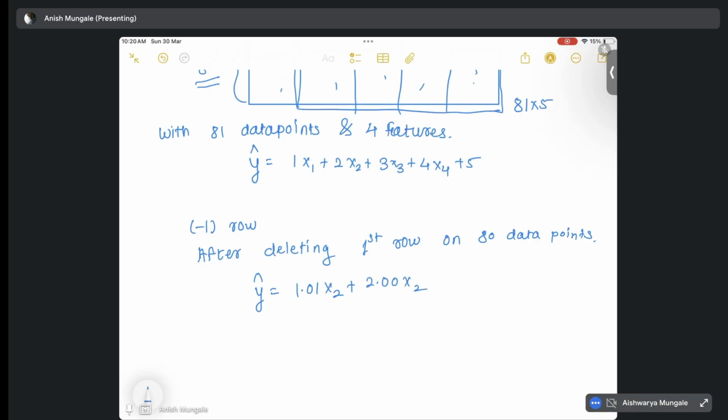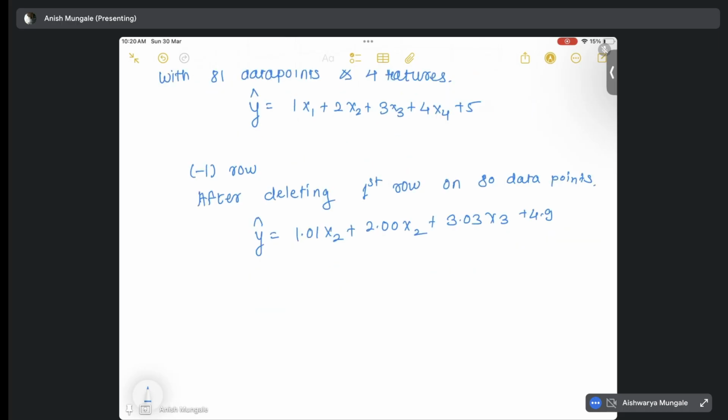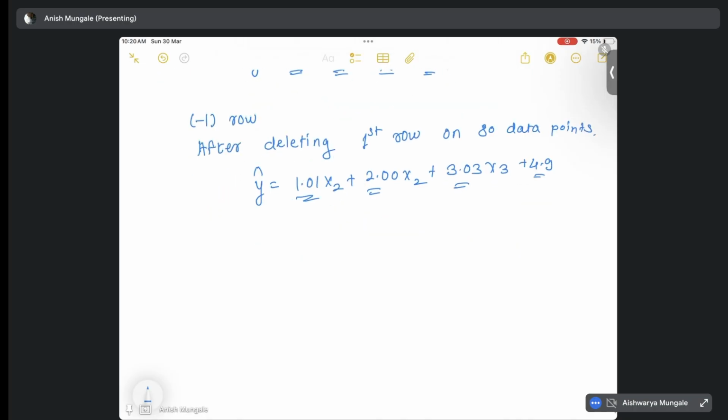Then maybe you will get values like this: 100x2, then 0 3x3, 4.9 or something like that. Now you can see that the parameters are not too different. If the parameters are almost the same, then you can say that your data is not an outlier. So that particular row is not an outlier.